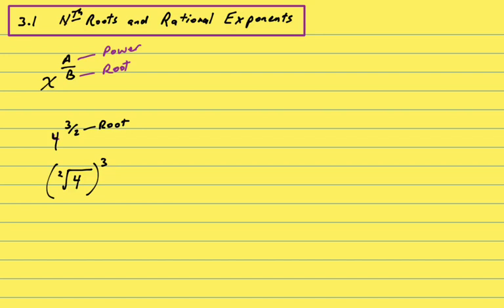What is the square root? Because this is power over root. What is the square root of 4? 2. 2 to the third power makes this 8.